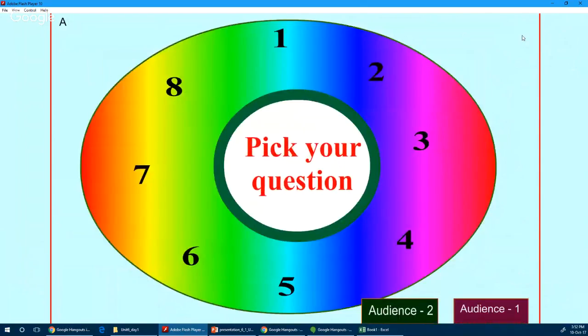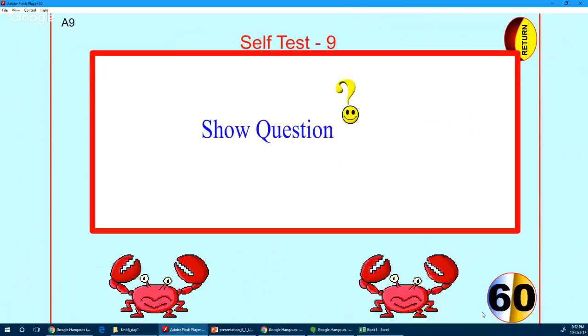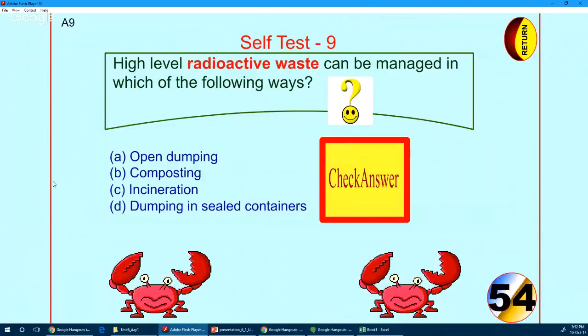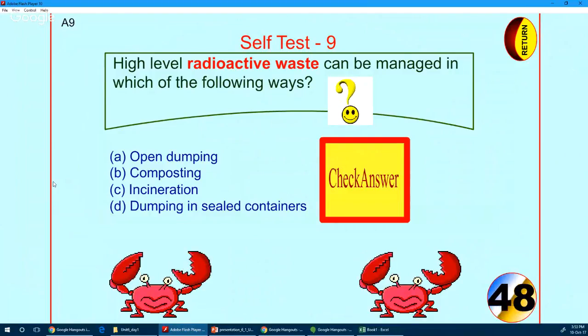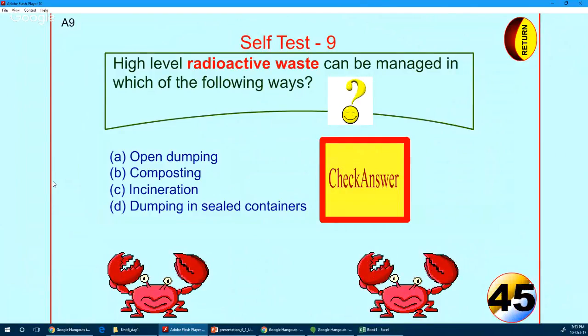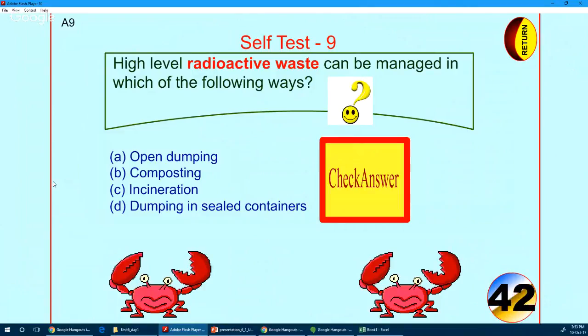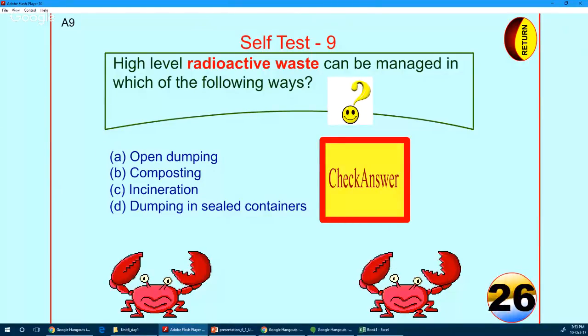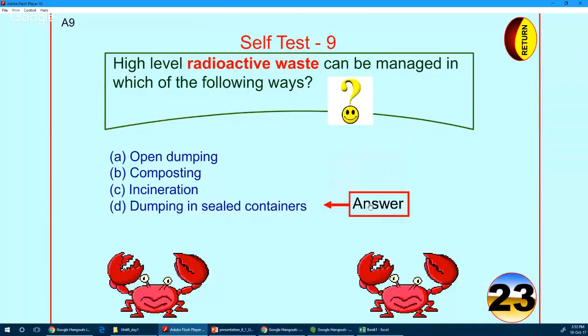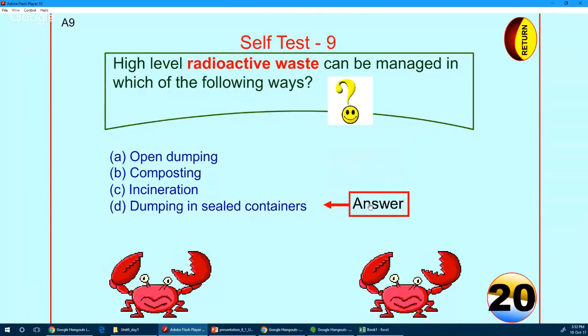That means if all three other things cannot be done, then only we have to dispose it. And you have got two more bonus questions. This is the first bonus question. Be ready. Here is your question. High level radioactive waste can be managed in which of the following ways? Open dumping, composting, incineration, dumping in sealed containers. Specific to radioactive substances. You go for D, and you are perfectly right. D is the right answer. See, you dump it in sealed containers.